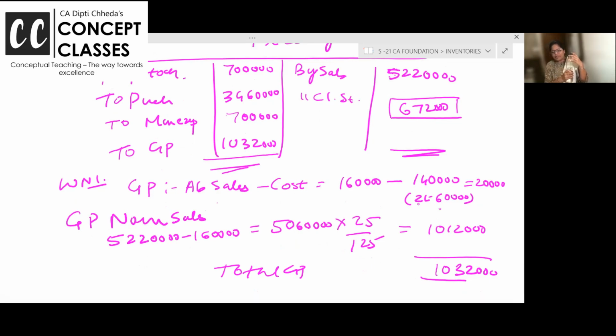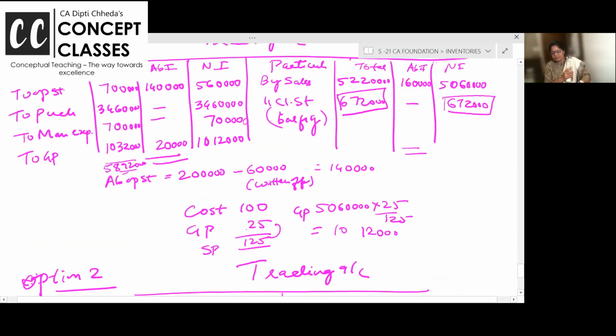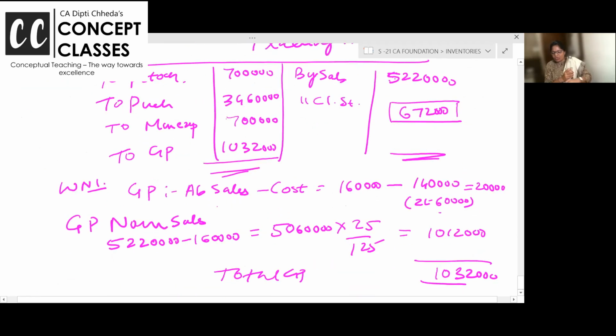I want a message from all of you. Which method did you find easy? First method or second? And third I'm not doing, but I did it in T format. You can do this in add-less format also, no? Sales minus GP, COGS, opening plus purchase plus expense. We can do that vertically also.